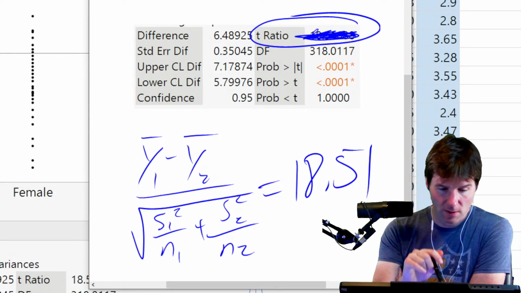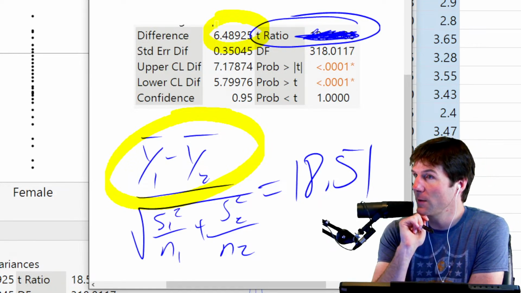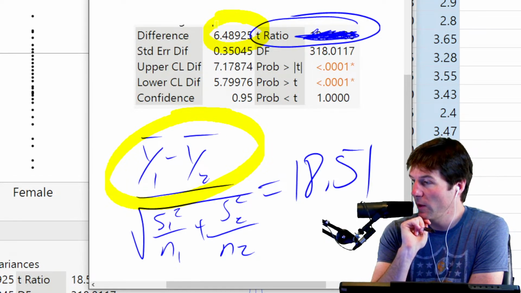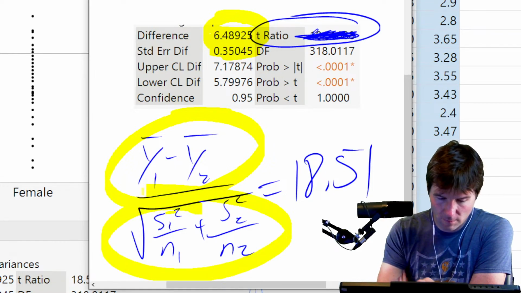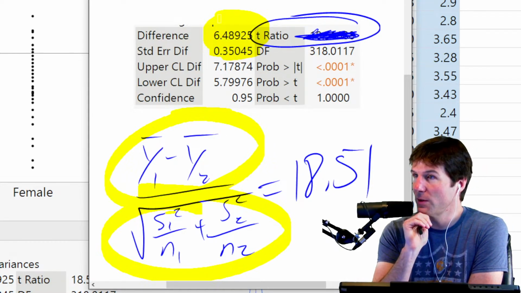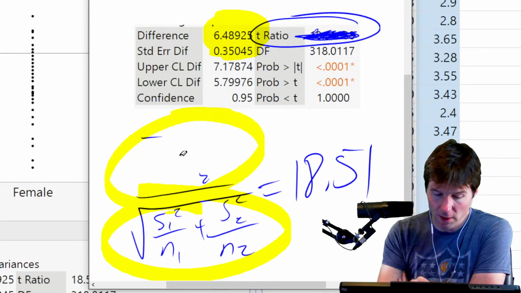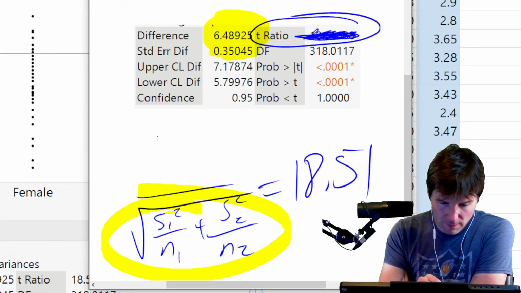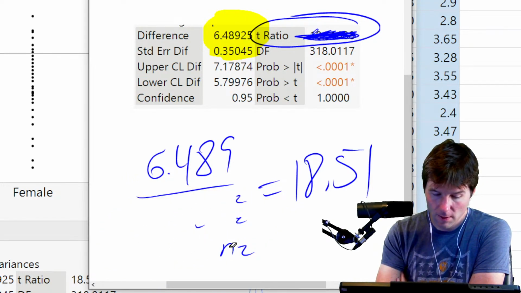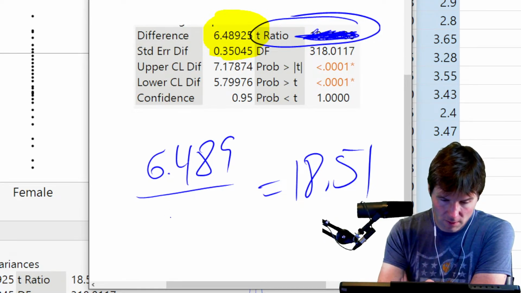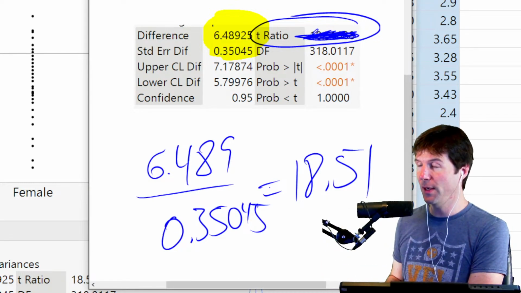So what is the difference? Isn't the difference right here? That's the difference, right? So the difference is 6.48, right? And then the standard error, it's those values. So we can plug in the values, and that is the difference. So knowing the notation, that's the difference in the sample means. And then the standard error is already calculated for us. There we go.